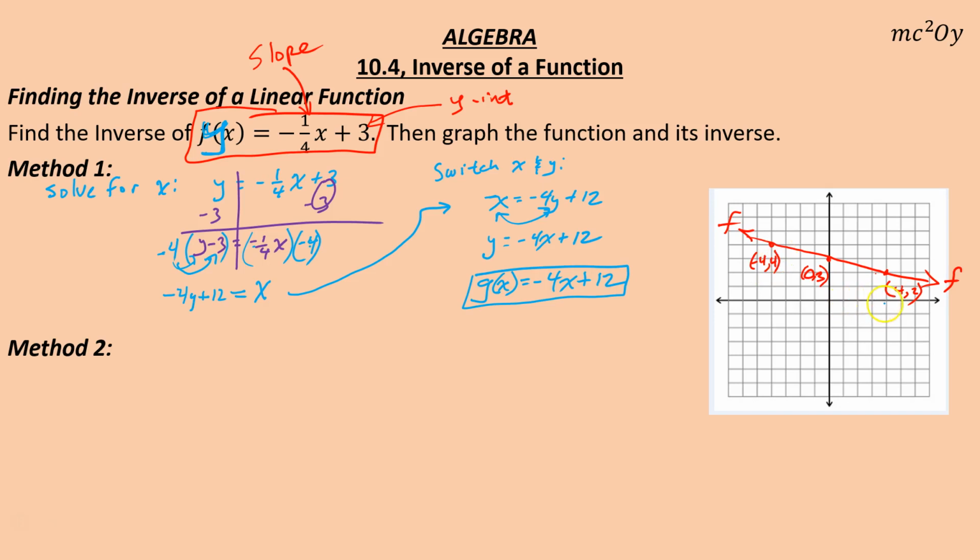So 1, 2, 3, 4, 1, 2, 3, 4. There we go. All right. And 0, 3 becomes 3, 0. You just switch the x and y's. And 4, 2 becomes 2, 4. Okay. And then you can draw your line through your points, and you have the graph of g.